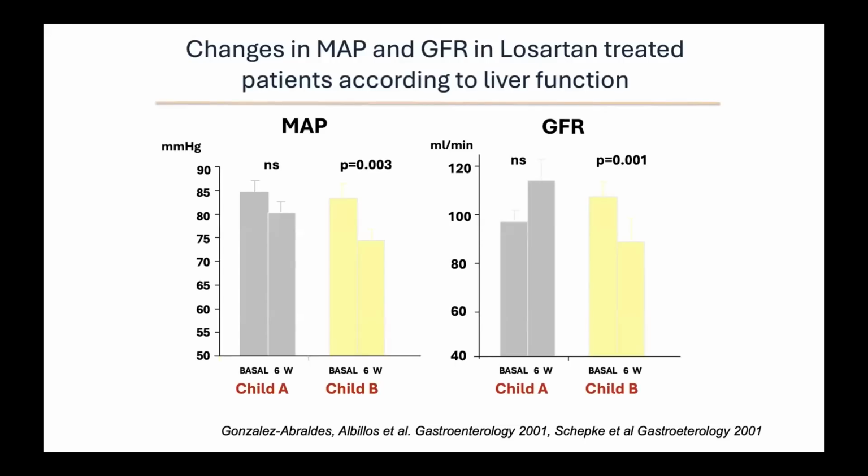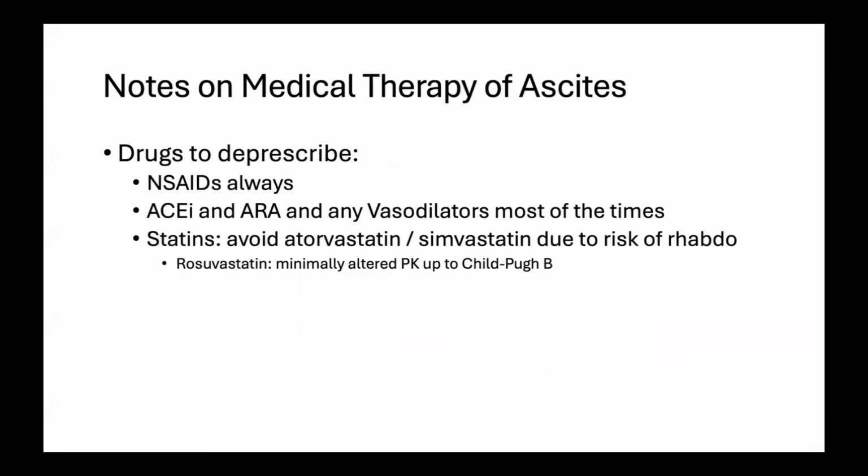But we showed, us and others many years ago, 23 years ago, a long time ago, that in patients with Child B, so in decompensated patients, when they got losartan, there was a substantial decrease in GFR that was associated with a substantial decrease in mean arterial pressure. In compensated patients, there was no problem at all in giving angiotensin receptor blockers or ACE inhibitors. So a very important concept, I think.